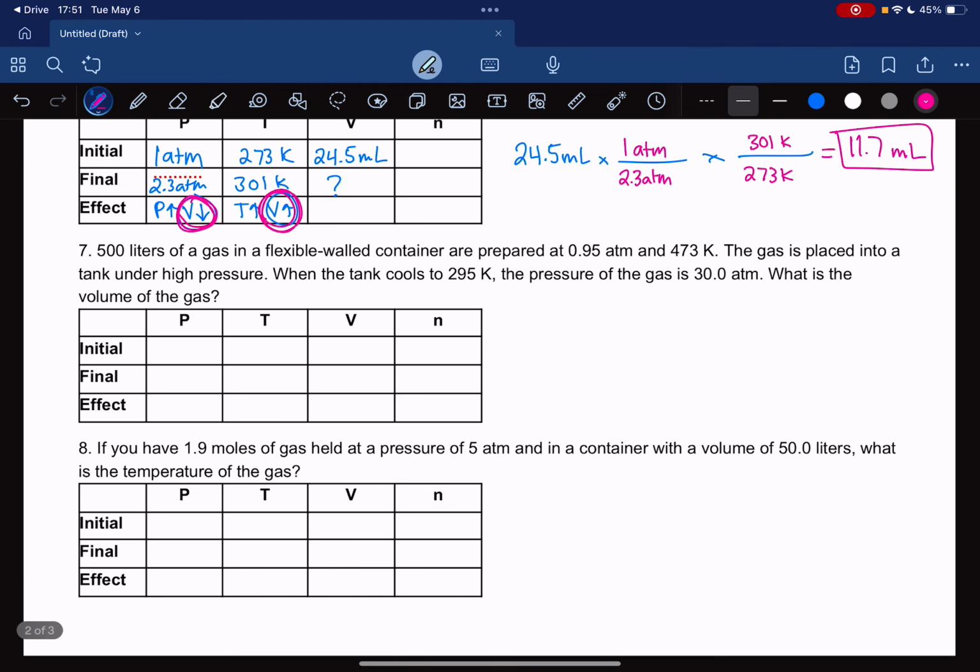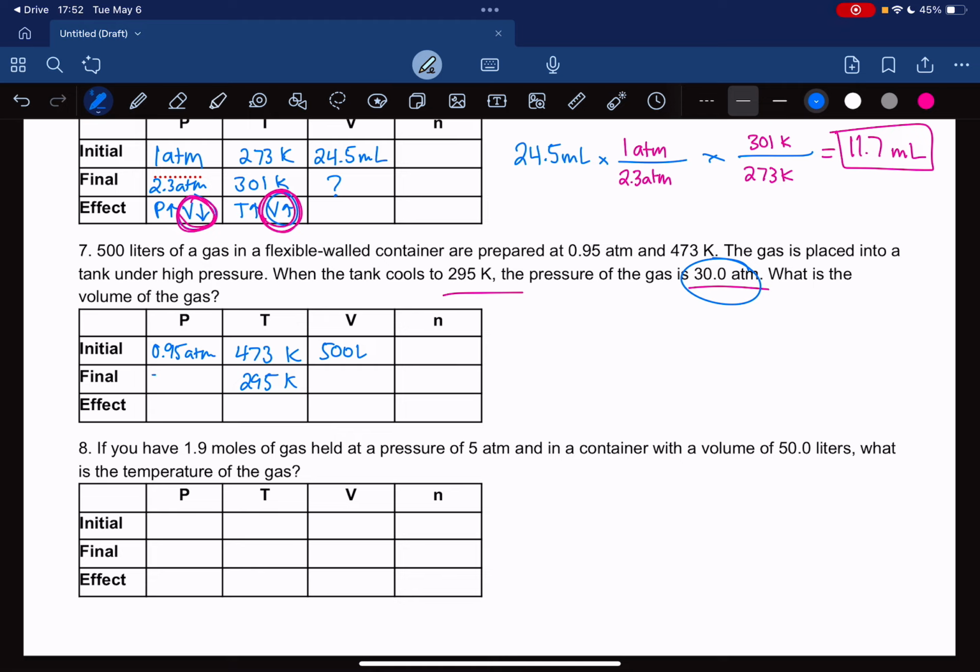Going on to 7, we got 2 more. 500 liters of gas in a flexible wall container prepared at 0.95 ATM and 473 Kelvin. So let's get those numbers into my initial, because I can already tell that this is not going to be an ideal gas law problem. So I get 500 liters, 0.95 ATM, 473 Kelvin. Tank cools to 295 Kelvin.